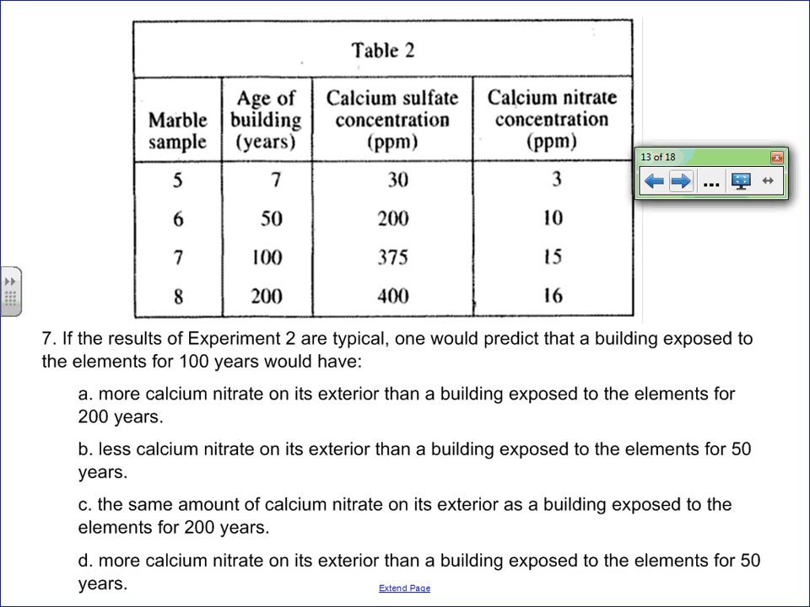Okay. More calcium nitrate on the exterior than a building exposed to the elements for 50 years. Nice. All right. It would have to have more calcium nitrate than the 50-year one. A can't be true because it wouldn't have more than an older building. And B can't be true because this is a 100-year-old building, it wouldn't have less than a 50-year-old building. And they wouldn't have the same amount because we know age affects it, which leaves the right answer.